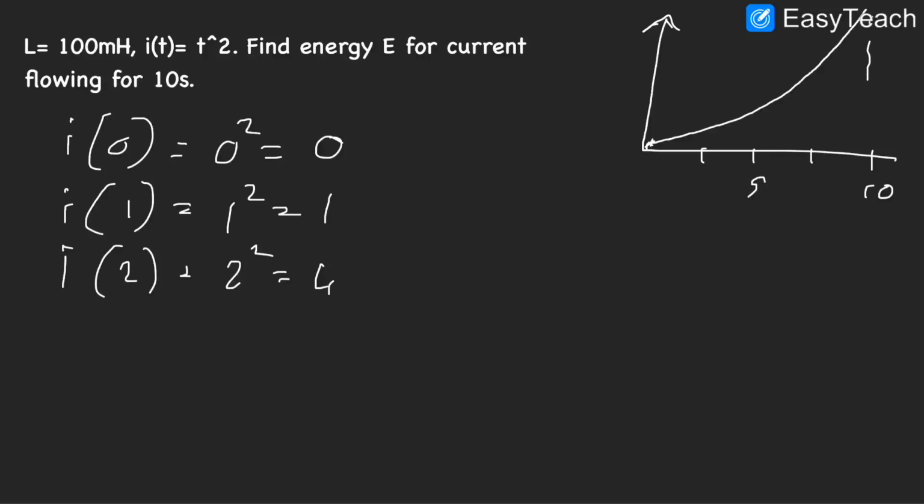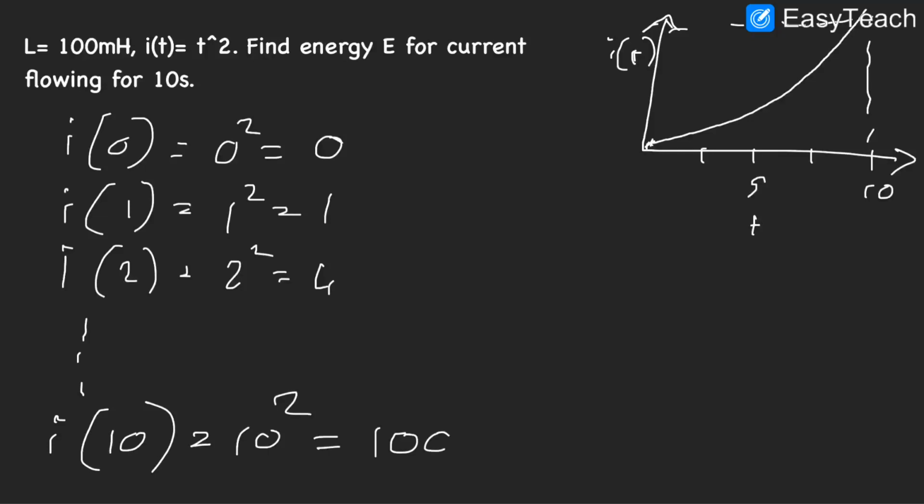Alright, so we're being asked to find the energy. So this is the current, and this is time. So our current and time are going to increase like this, and we're being asked to find the energy if the current is flowing for 10 seconds. Alright, so I'm going to skip through all of this and just find my current at 10 seconds. So my current at 10 seconds would be 10 squared, which is 100 units. Let me check that real quick.